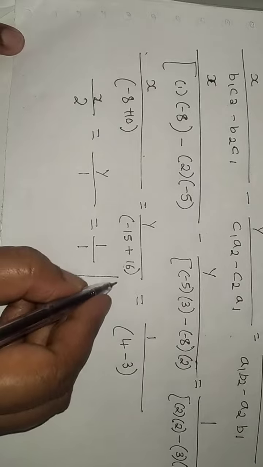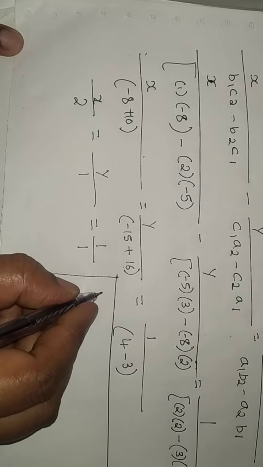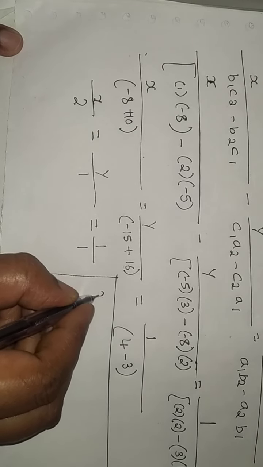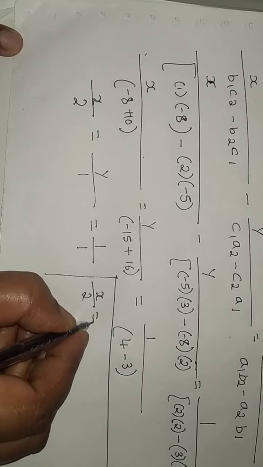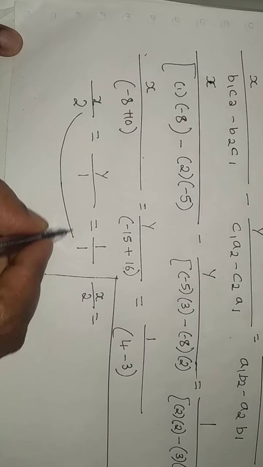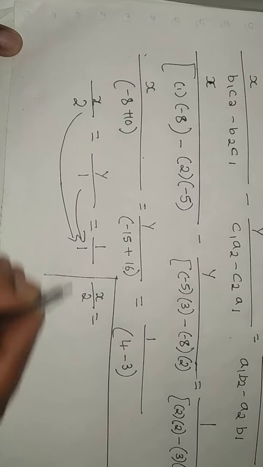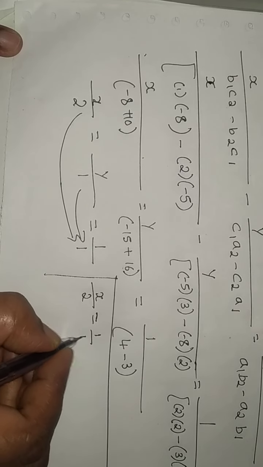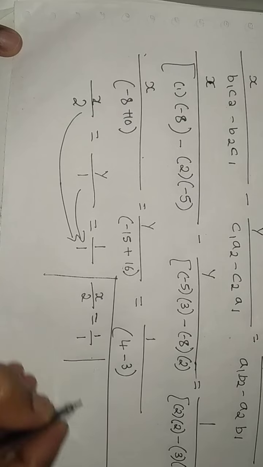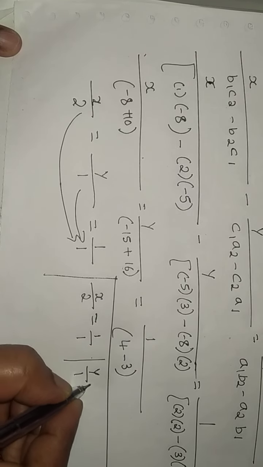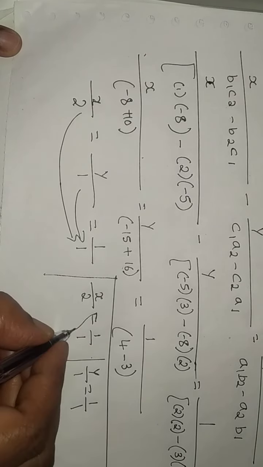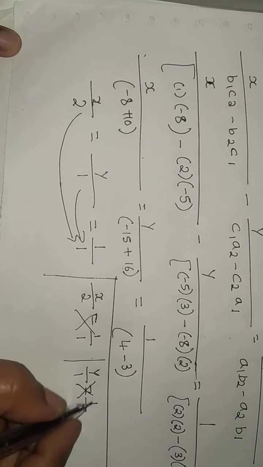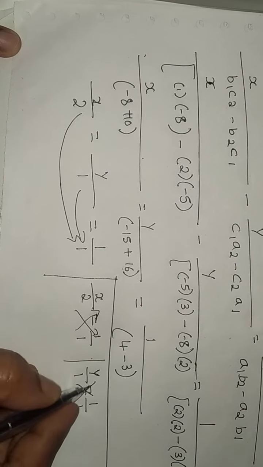Therefore finally we can write, as I write here, x by 2 is equal to 1 by 1 and y by 1 is equal to 1 by 1. We have to equate this one to this, and again this one to this. Then cross multiply this, like this.